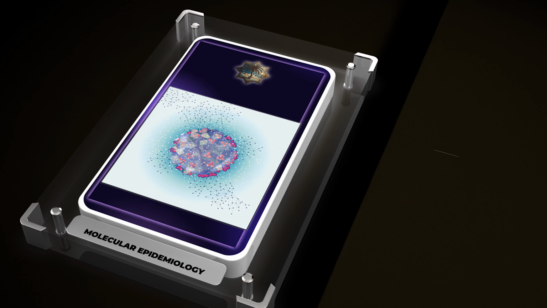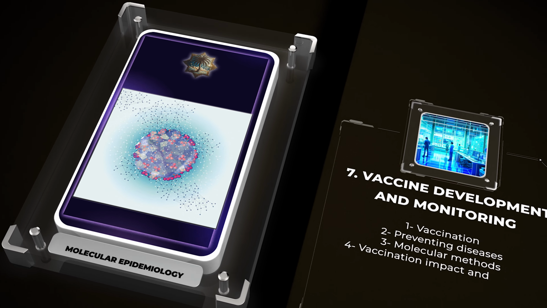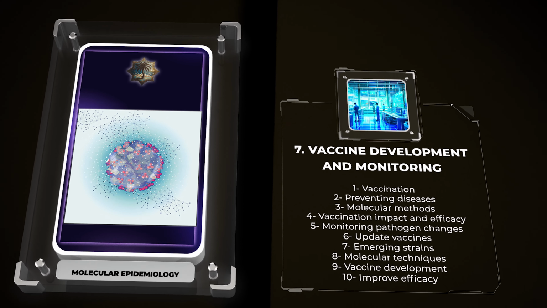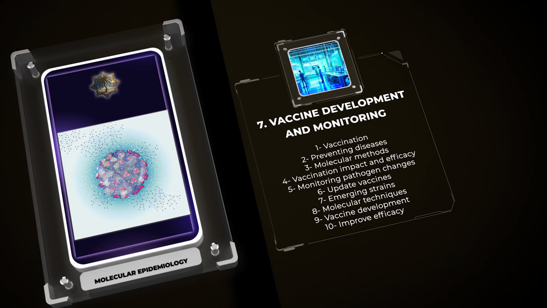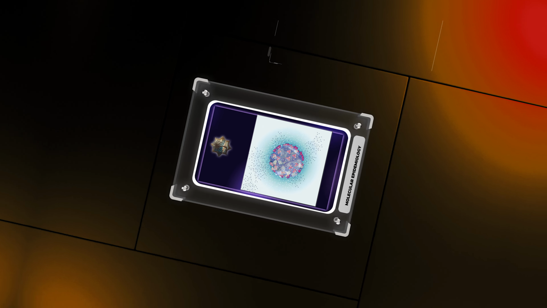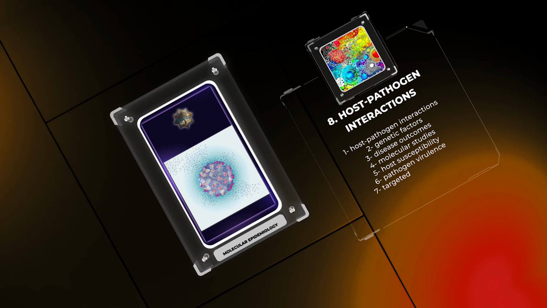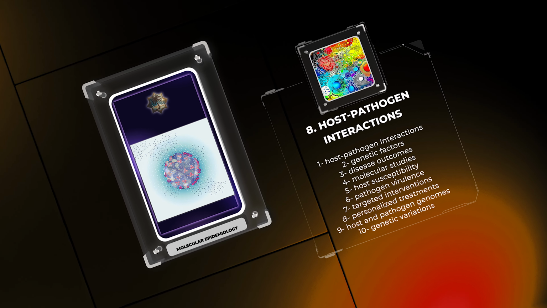Molecular methods help assess vaccination impact and efficacy. Monitoring pathogen changes helps update vaccines against emerging strains. Molecular techniques aid in vaccine development and improve efficacy. To study host-pathogen interactions, we examine genetic factors that influence disease outcomes.